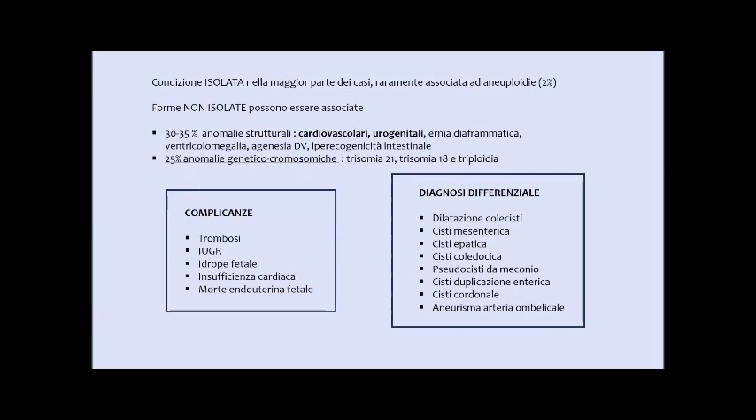When not isolated, it associates 30% of the time with structural anomalies like cardiovascular and urogenital issues, diaphragmatic hernia, ventriculomegaly, agenesis of the corpus callosum, or increased intestinal echogenicity, and in 95% with genetic chromosomal anomalies, notably trisomies 21, 18, and triploidy. The anomaly can result in complications such as thrombosis, fetal growth restriction, fetal hydrops, and fetal demise, which appears to be due to thrombi forming in the dilated segment, leading to obstruction of venous return, or more often at the time of cardiac preload, resulting in cases of fetal heart failure.